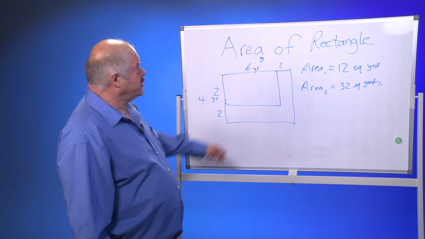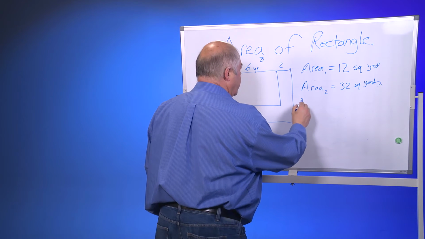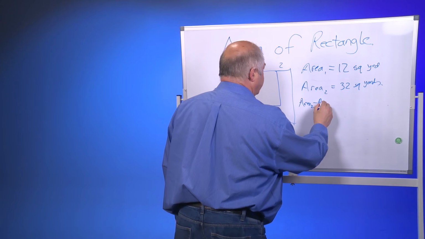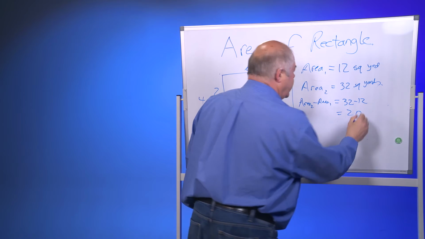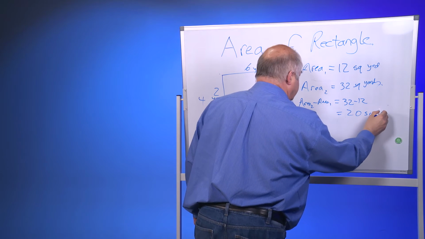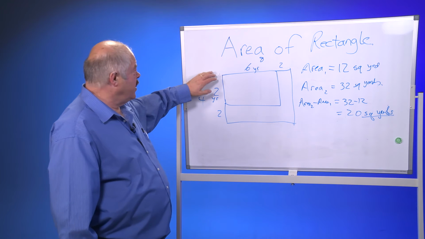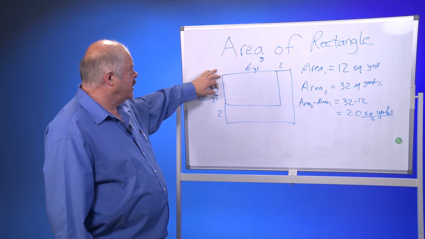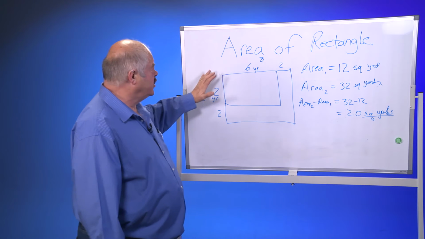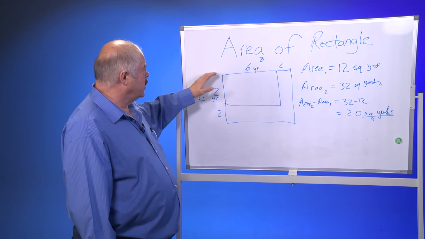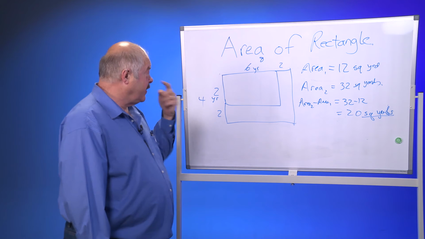And how much has it increased? It's gone from 12 to 32 square yards. If we take the area of number 2 minus the area of number 1, that tells you how much it's increased, and that's 32 minus 12, which is 20 square yards. Square yards, note the units. So again, they've given you the question that it's increased by 2 yards on each side, and so you have to calculate the first rectangle area, the second rectangle area, and subtract the two.